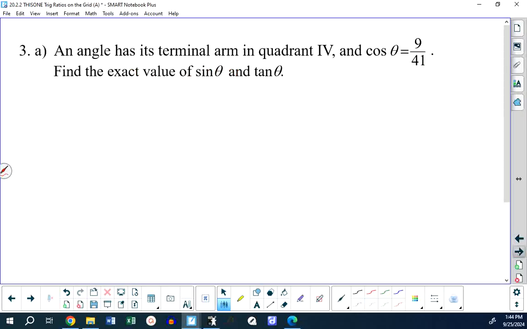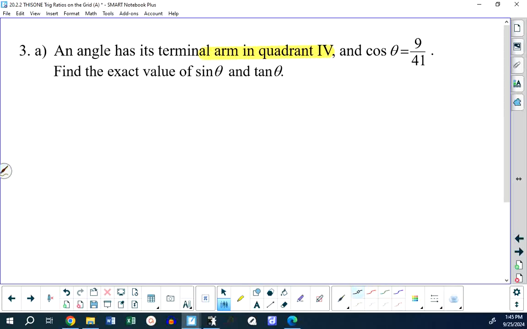An angle has its terminal arm in quadrant 4. You may think that this is unimportant. And man, there are a boatload of questions in high school math where they tell you information in the question that is unimportant. I call that parsley sprinkled on the fish. It doesn't do a thing for the meal. It's just appearance. But this is important. Cosine of theta is 9 over 41. What's sine of theta and what's tan of theta?